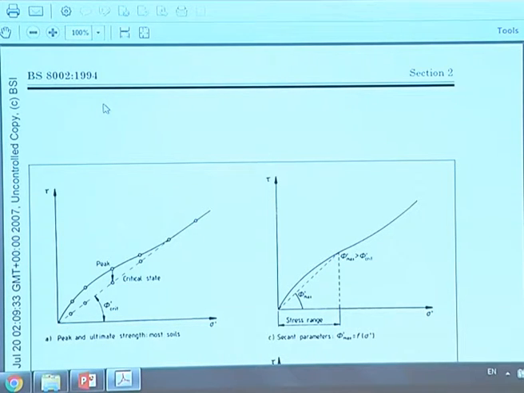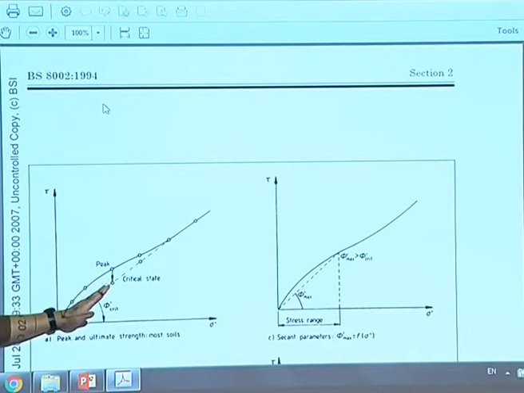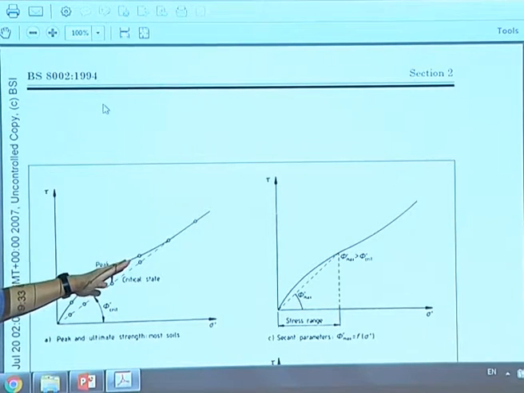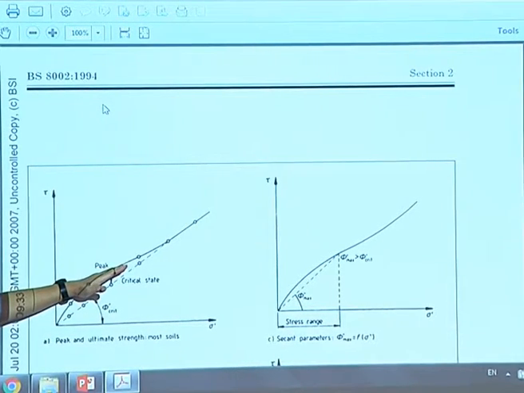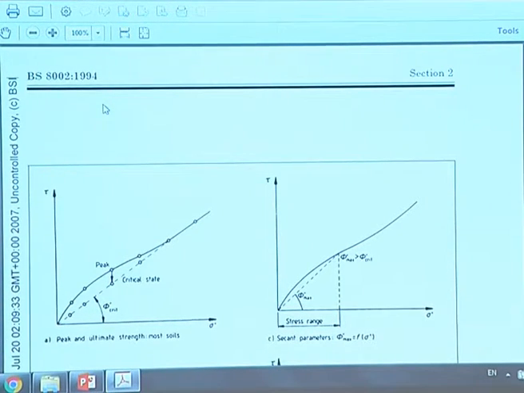It gives you a higher value than your critical state value. Now, there are some people who will give you a value of peak angle of friction that's lower than the critical state value. Possible. It is possible because of the way you fit a curve. This is the critical state angle of friction. If I fit a curve like that, my gradient will be less, for sure. So therefore, I end up with a lower angle of friction than the critical state angle, but I have a certain cohesion.